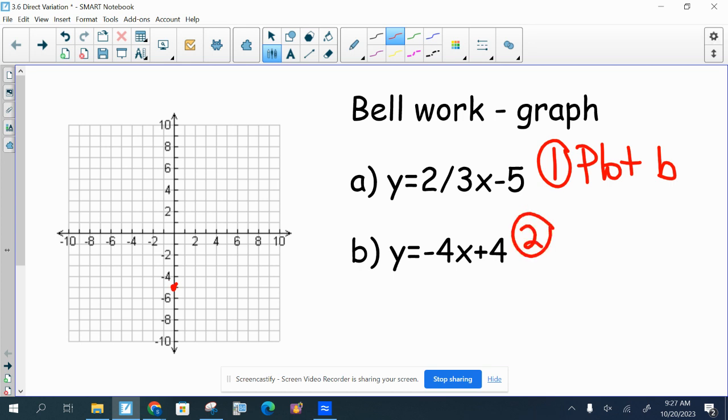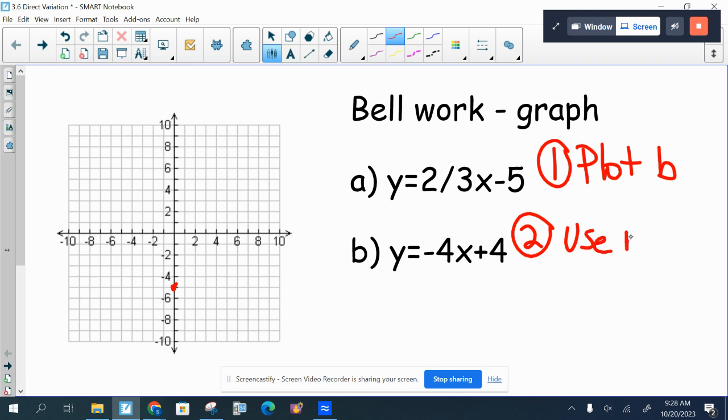How do we get more points? Max? Solve for y? Or, well, we already solved. Put something in for x? That's the pre-algebra way of doing it. But now that we have the slope, how can we use the slope to get more points? Yes. Rise over run. Right. So use m to plot more points.